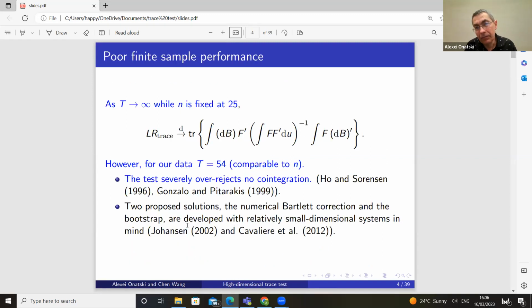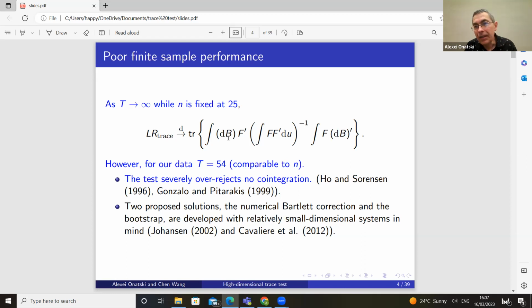However, it is very well known that in moderately large dimensions, the test that Johansen proposed will not work. The reason is that the critical values of the test are based on asymptotics which treat n as fixed. In this particular case, it would be fixed at 25, but the number of time periods is assumed to go to infinity. If this is the case, then the likelihood ratio trace statistic will converge in distribution to the trace of a matrix which is represented in the form of integrals, which are matrices themselves.